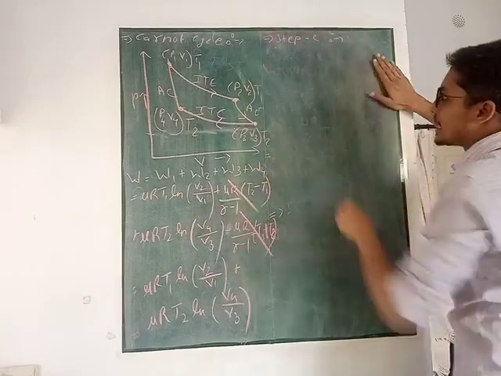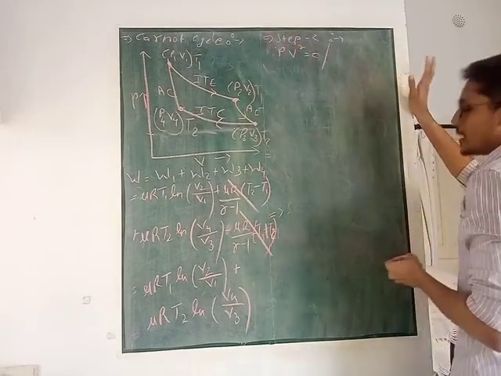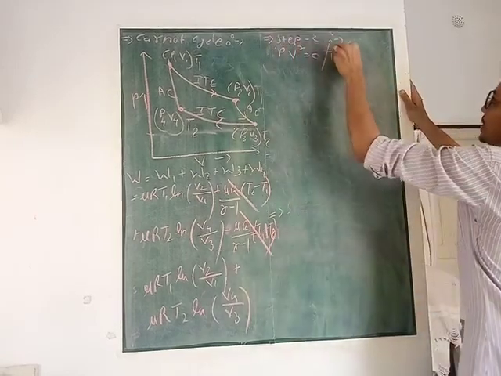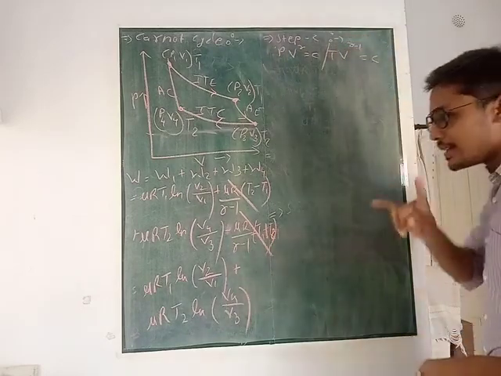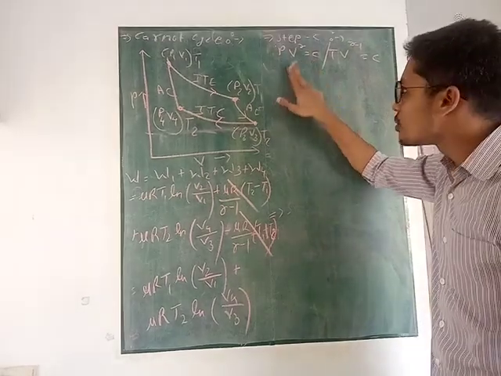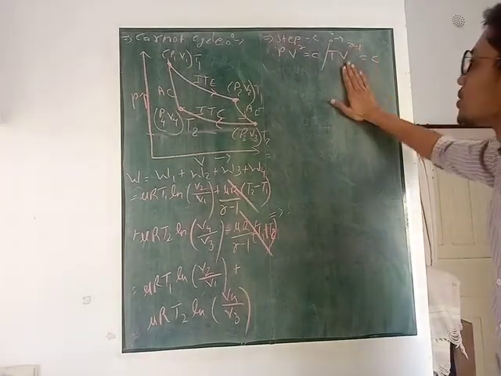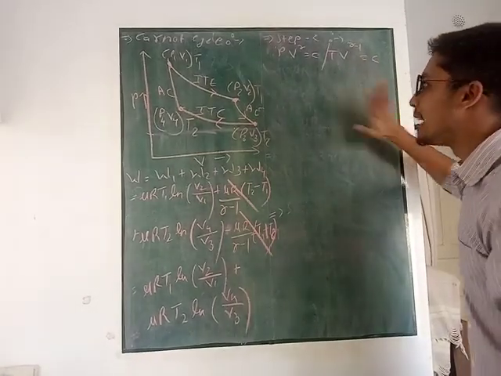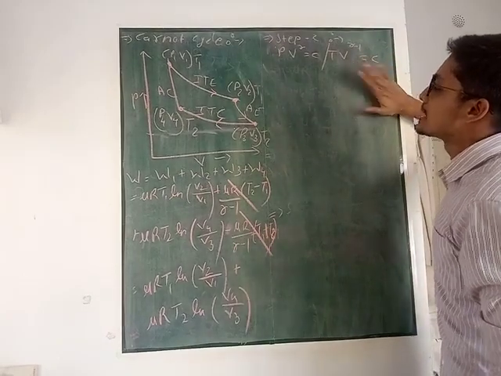You can take PV raised to gamma equals C, or if you else wanted, TV raised to gamma minus 1 equals C. I remind you that you can put PV raised to gamma equals C in the place of P1 V1 raised to gamma equals P2 V2 raised to gamma. The same is applicable here. I am writing this because in many books it is given.